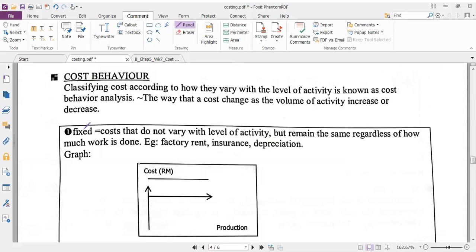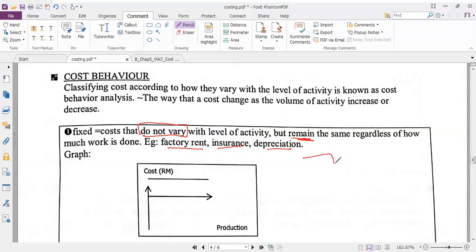Fixed cost that do not vary. Do not vary with the level of activity, but remain the same regardless of how much work is done. For example, factory rent, insurance, depreciation.